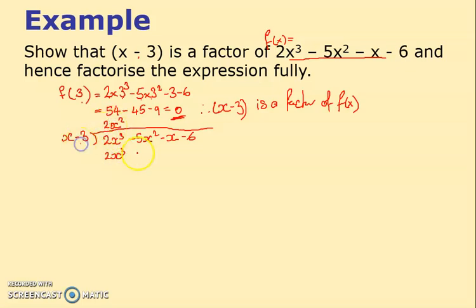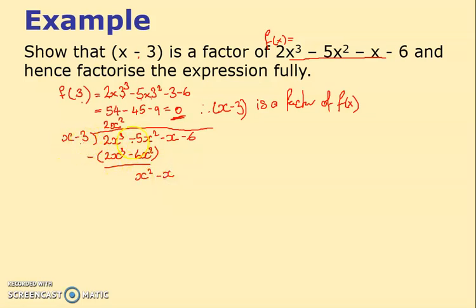2x squared times minus 3 is minus 6x squared, and put it in the bracket to remind you to take away. So that take away, that disappears. Minus 5x squared minus the minus 6x squared, that's like a plus, so that's plus x squared. Bring down the minus 6.